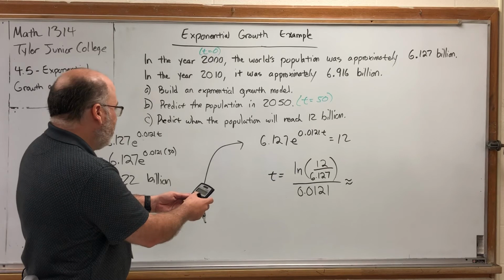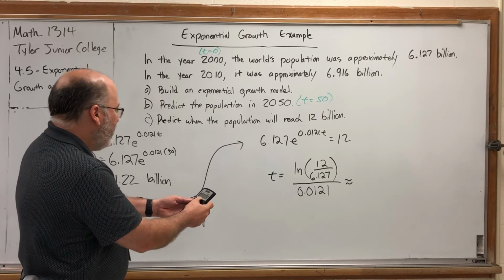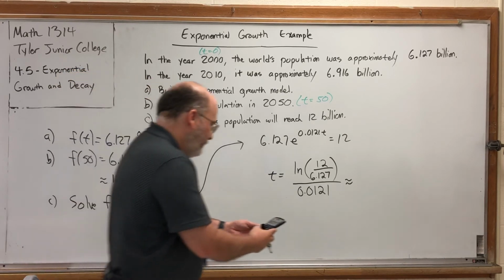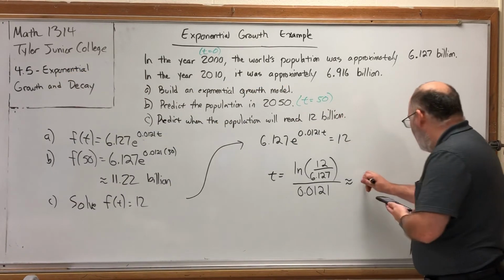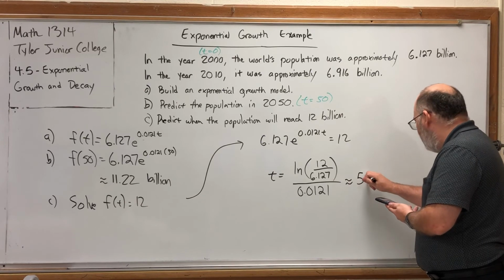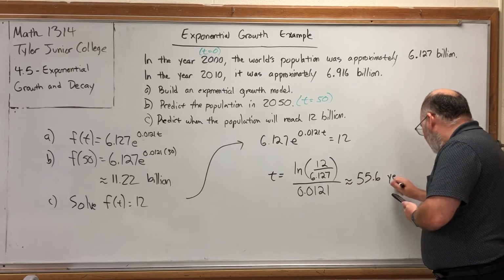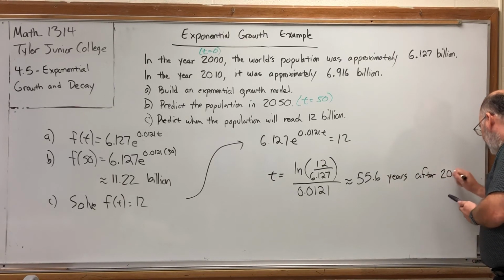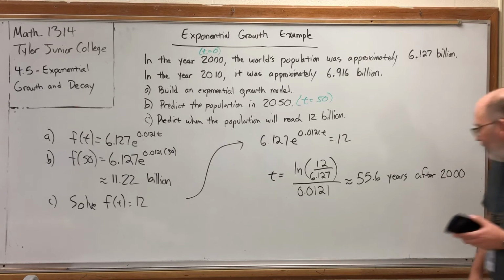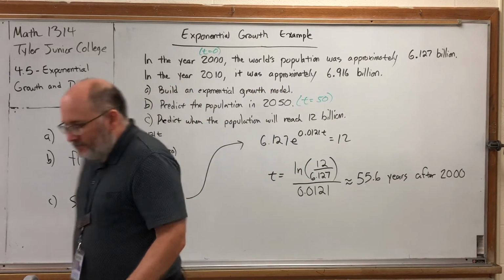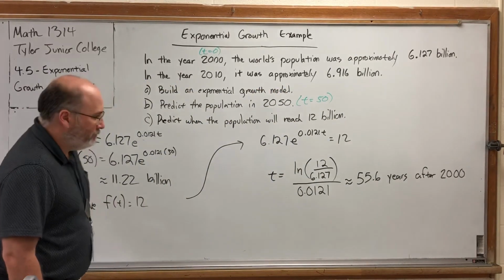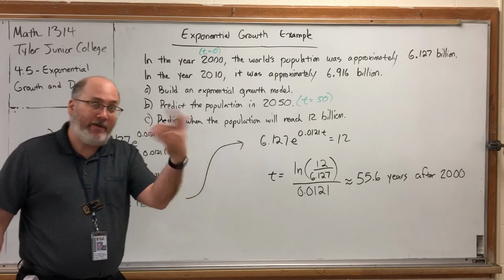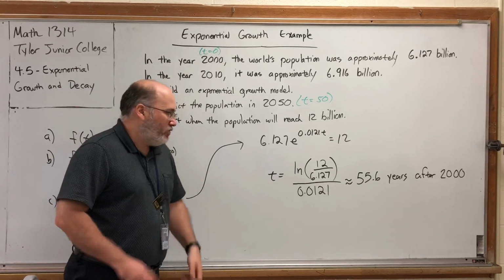Let me make sure I typed it in correctly. Natural log of 12 divided by 6.127, all divided by 0.0121. All right, so the answer is about 55.6 years after 2000. So the year 2055, somewhere between June and July. It'd probably be somewhere in July because the end of June is exactly half a year. So somewhere in July or August of 2055.